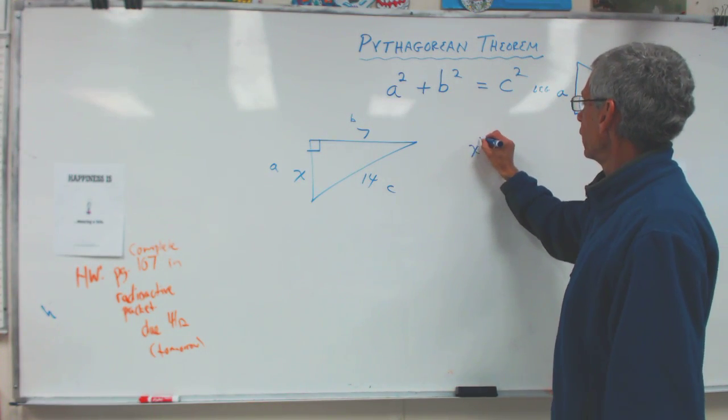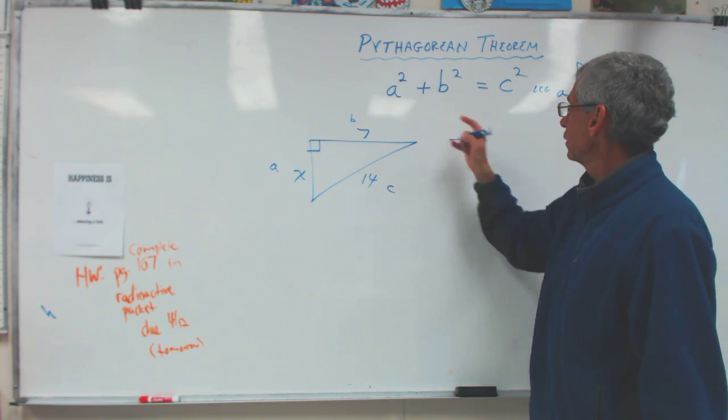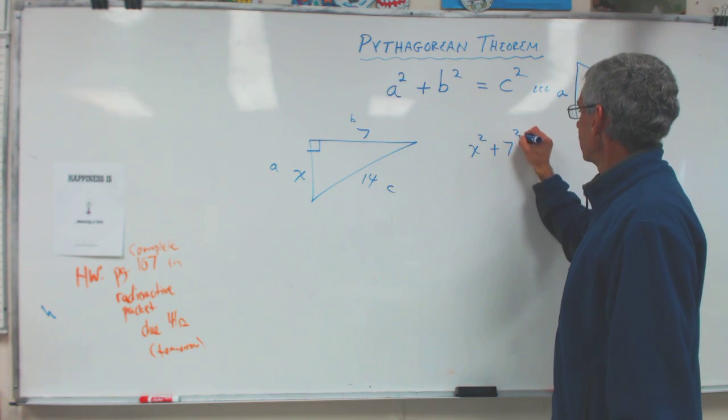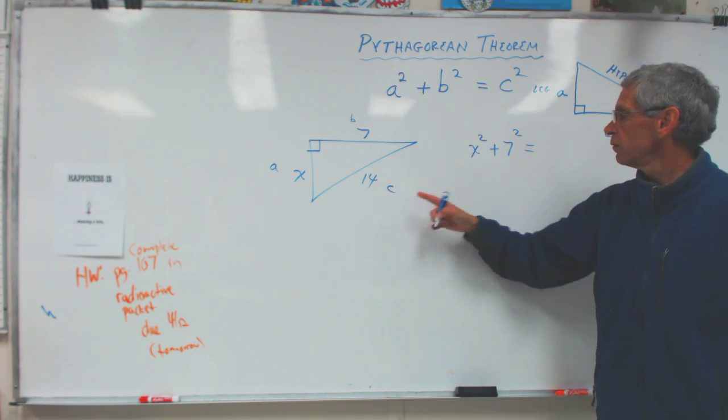So we got x squared plus 7 squared is equal to 14 squared.